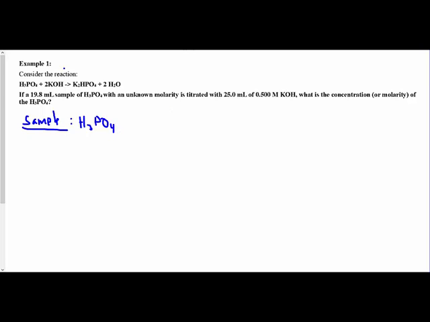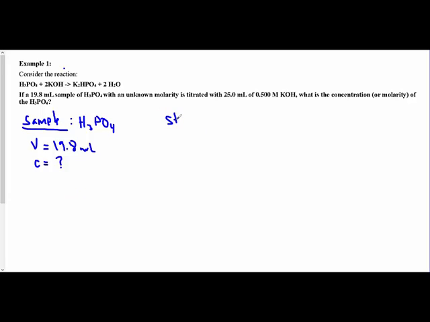Okay, so it would be helpful here to determine what it is that we have for our sample. So for example, if we read it, we have a 19.8 mL sample. So we know our volume. The volume of sample here is 19.8 mL. Okay, and it has an unknown molarity, so we don't know what its concentration is. It's going to be titrated, and we're trying to find the concentration of that sample. So what we're trying to find here is C. So right now we don't know C.